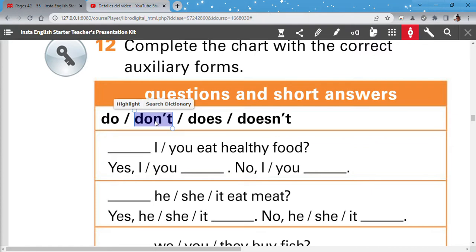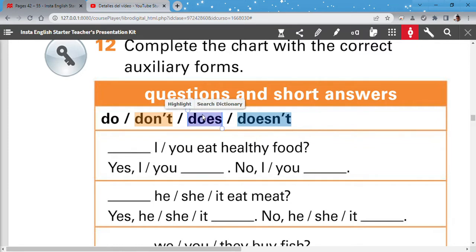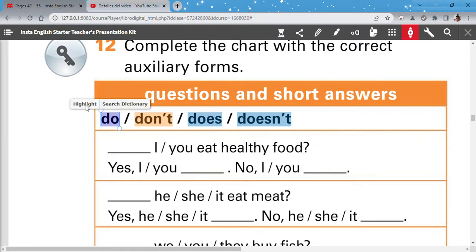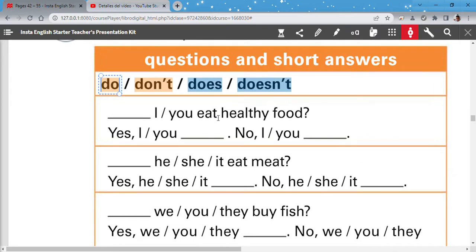Let's use colors to remember the video before, no? Okay, orange here. Oh, I made a mistake. Here, highlight. Give me a second. Much better. Now it's okay.